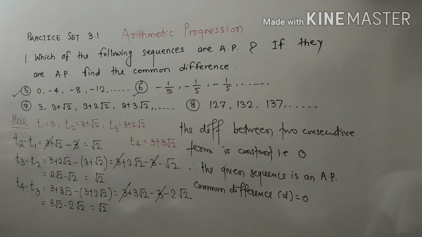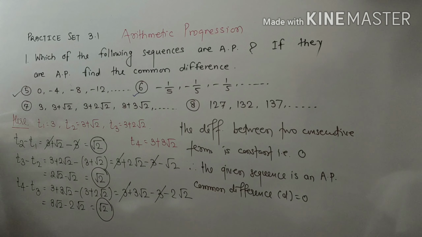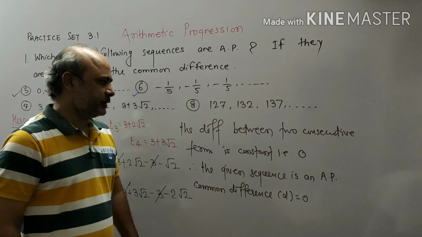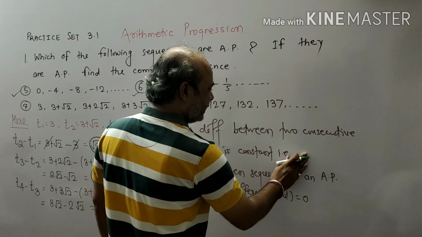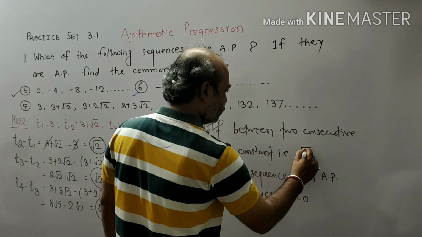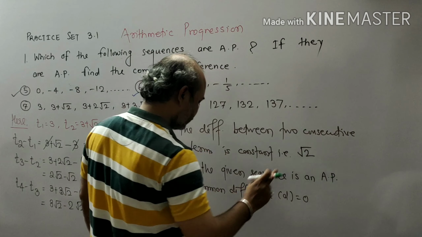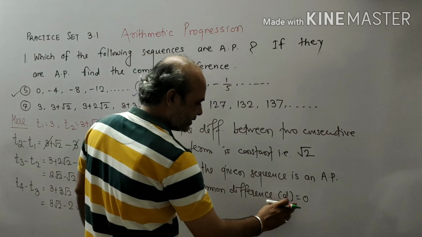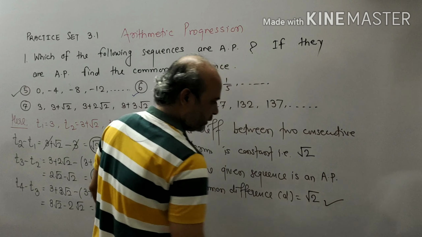So here you will observe the difference between two terms is what, student? Constant, that is root 2. So you write the difference between two consecutive terms is constant, that is root 2. Therefore, the given sequence is an arithmetic progression and common difference d is equal to root 2. Clear, student?